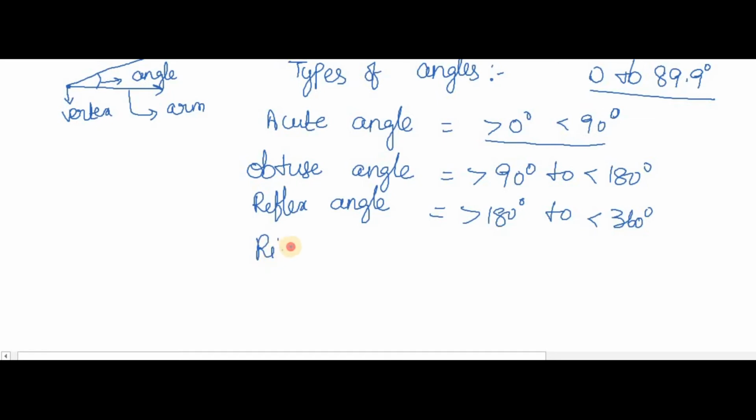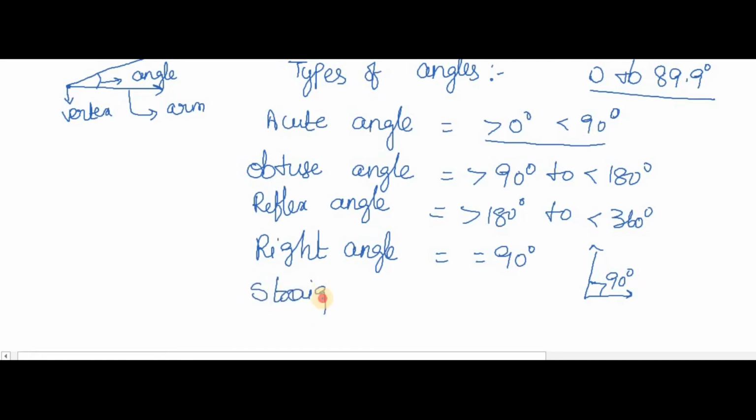And next is right angle. It should be exactly equal to 90 degrees. It looks in the shape of L. Whereas coming to straight angle, it is also exactly equal to 180 degrees, as the name itself suggests, a straight angle will come.